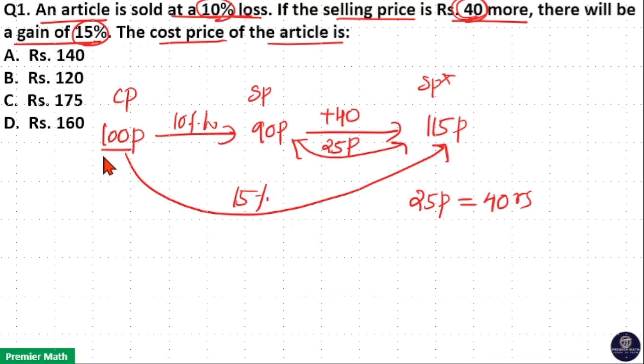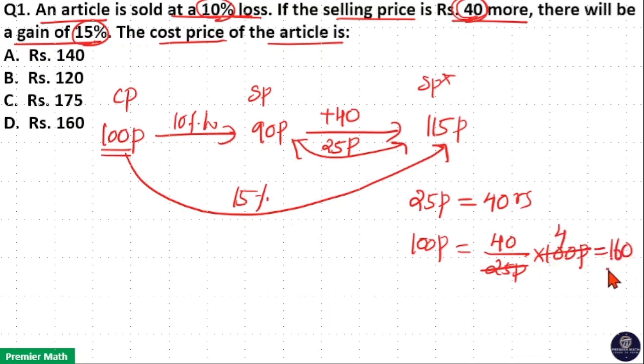So we need to find out what is 100 parts. So 100 parts is the cost price. 100 parts is equal to 40 by 25 parts into 100 parts, which is equal to, 25 goes 4 times in 100, so 160 rupees. Option D is your answer. Actually, this 100 part is equal to 160 rupees.